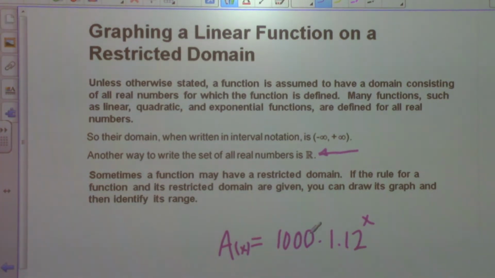The reason it's a real world situation and the reason it's a restricted domain is that we might say 1,000 is the initial value. And so you're just going forward, and the population won't increase forever, so you're just going to restrict the domain, because even though the function itself as written has no restriction, real life puts a restriction on it. So that's one reason we would have that.